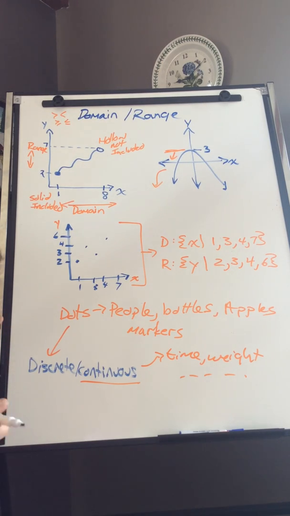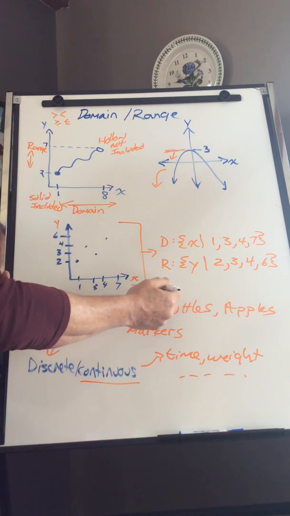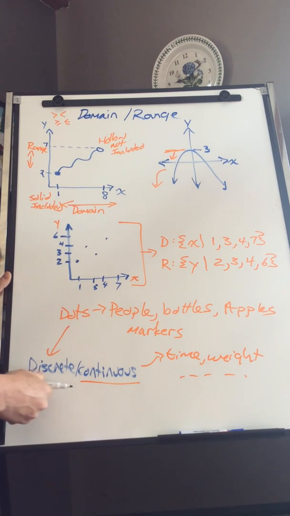Now, somebody did ask the question, well, what if one is discrete and one is continuous? Sometimes the dependent can be discrete and the independent continuous. But as soon as one of the two variables is discrete, then the graph is discrete and I can't connect the dots.